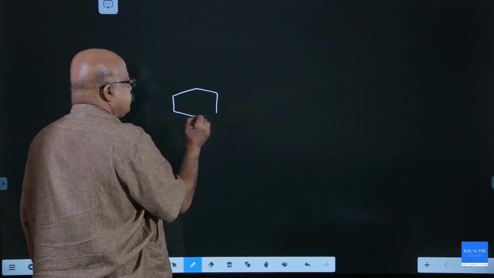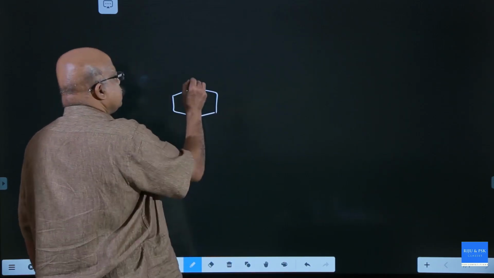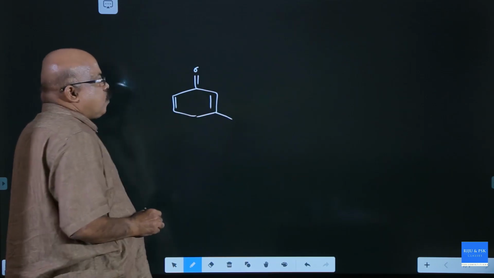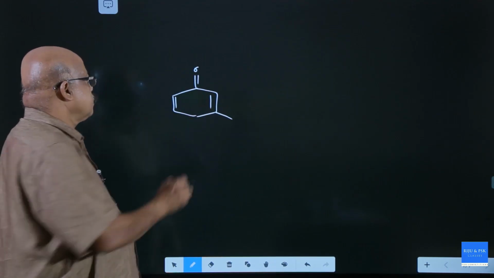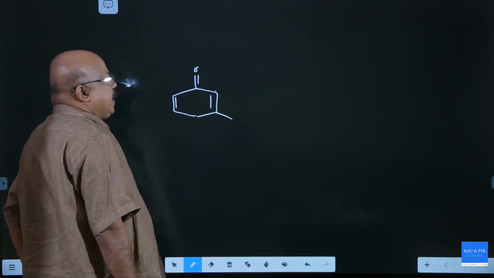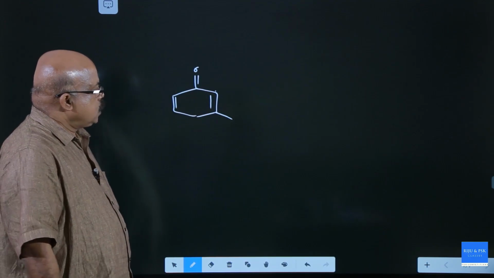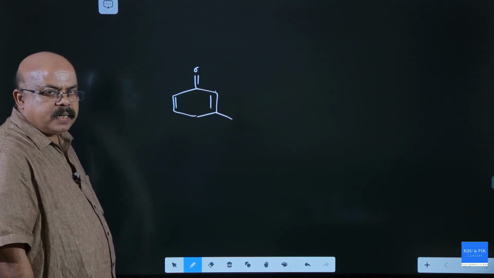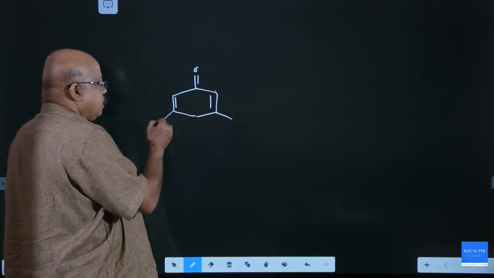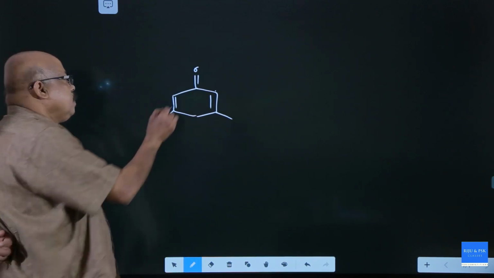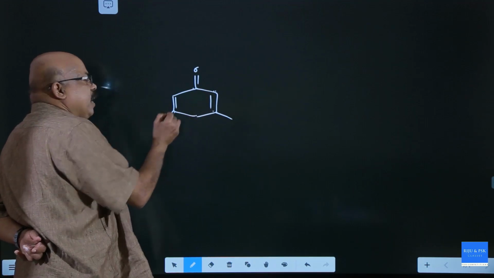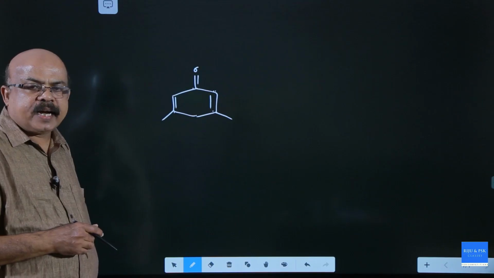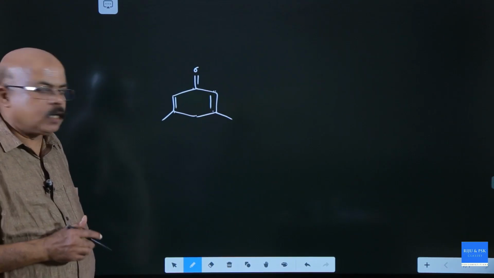This is, what is it? 1, 2, 3, 3-methyl cyclohexa-2,5-dien-1-one. It is what? 1, 2, 3, 4, 5, 2,5-dimethyl cyclohexa-2,5-dien-1-one.